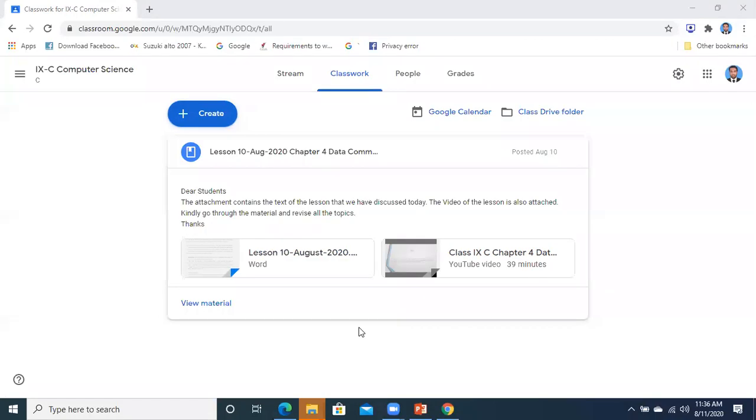Good. How many types of signals are there? Please raise the hand. Who will tell me about it? I had shown you one video as well in this regard. Anyone else? Raise the hand. Okay, Abdul Rahman. How many types are there for the signals?